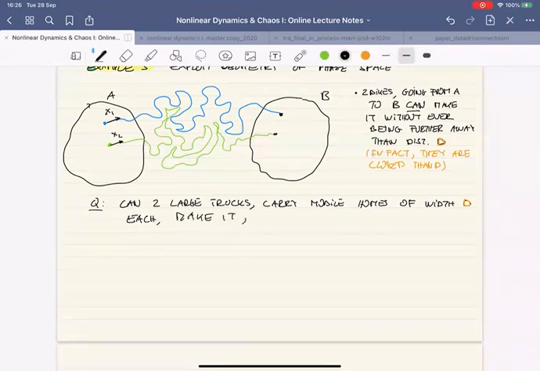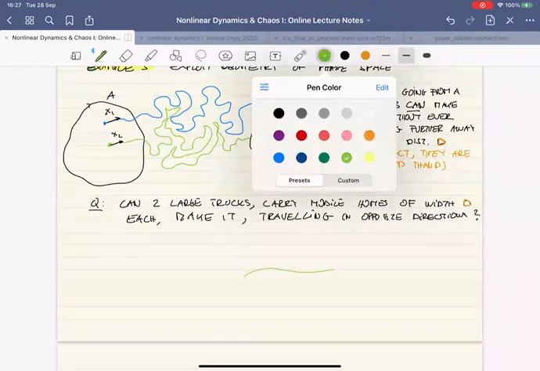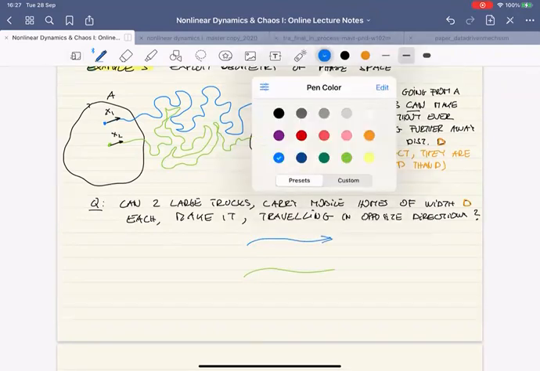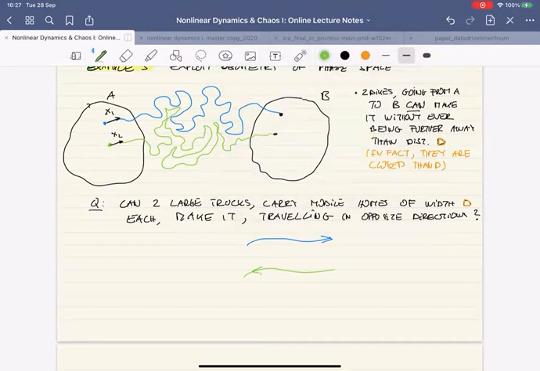When they are traveling in opposite directions. Okay. So the way to imagine the trucks is that here's one of the routes locally, and here's the other one locally. And on this one, the direction of travel is to the right. On this one, the direction of travel is to the left.